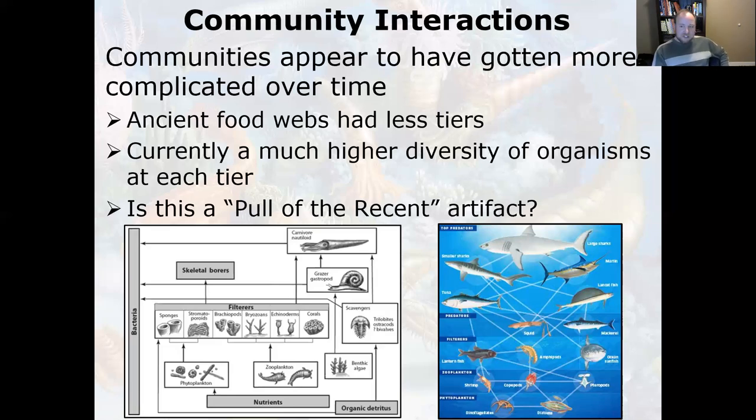It appears to be simpler in the ancient world, but is that just that we maybe aren't seeing the whole picture? Probably not. There is probably some artifact of the pull of the recent, where we're seeing a little bit more and we're maybe missing some pieces from the ancient, but it really does seem like there is that pattern where things are getting a little bit more complicated over time. So some of those reasons we'll examine in some of the other slides here.